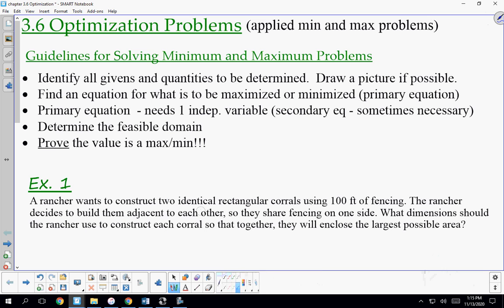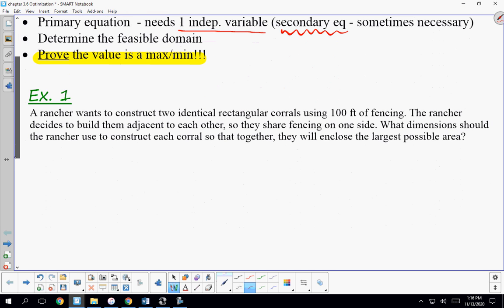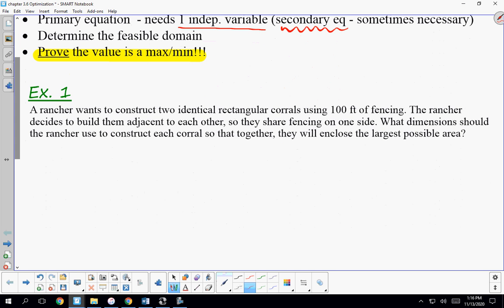So what we want to do first is identify everything we're given. We need to make sure that our equation to be maximized or minimized only has one independent variable. So sometimes we need that extra equation and use the method of substitution to combine them. We do have to make sure that we prove that what we get really is a max or a min using either the first or second derivative test. So example 1, go ahead and pause and read the example.